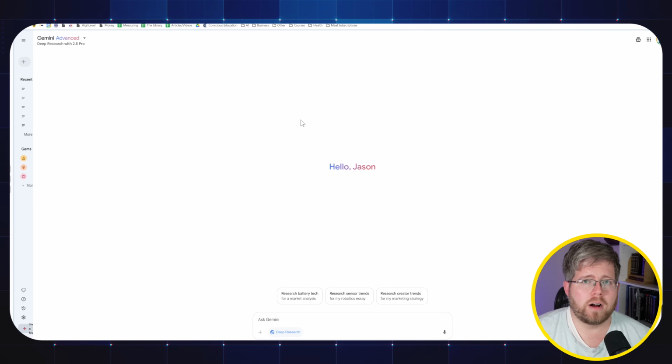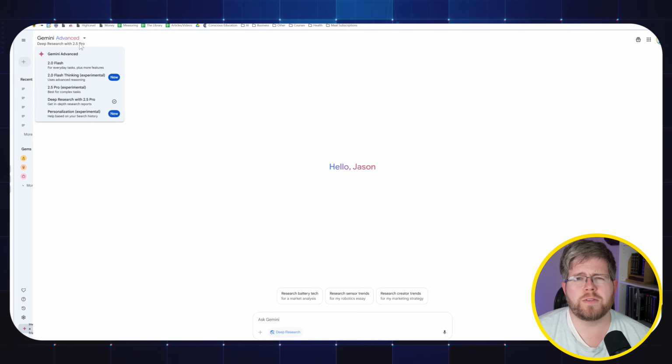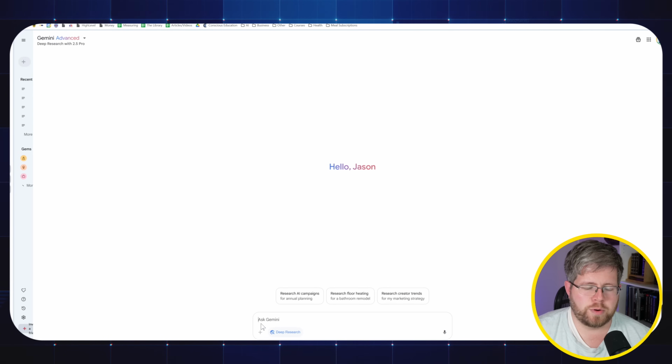All right, so they all have very similar functions. Right here we have Gemini Advanced. If you are subscribed to Gemini Advanced, you can access this here. I think even if you are not subscribed, you can get a few generations of deep research for free. But if you are wanting to use Gemini, you can come here, select Deep Research with 2.5 Pro, and then you put your query in here and you can see it's labeled as Deep Research.